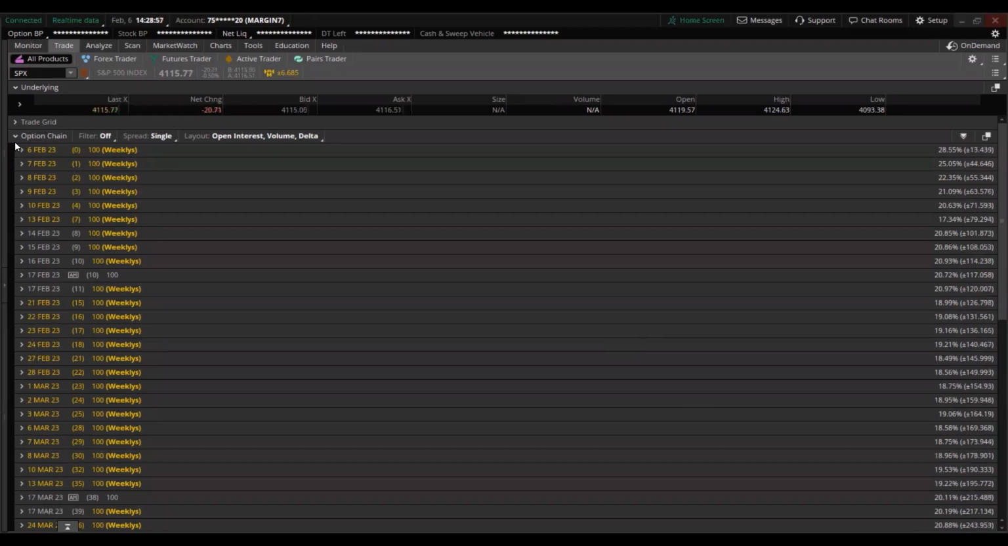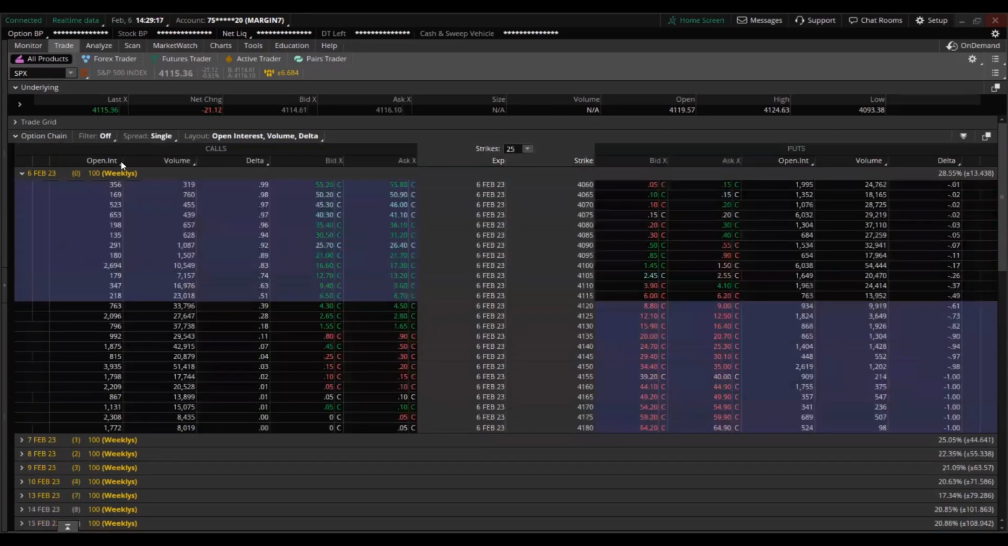The contracts I use are ones that expire today. Look here on the option chain, and it has zero DTE, means 0 days to expiration. They expire today, whereas the other ones, that's how many days they each have. So this is the contract, 6 February, and the 23 is the year. Again, 0 DTE. Let's open up that contract option chain.